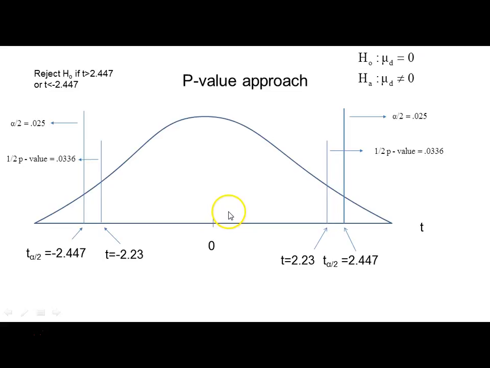Graphically, here's a way of looking at the p-value approach. Remember again, with the p-value approach, you're comparing two probabilities here. One is the alpha level, which was 0.05. Half of it in this end of the distribution, half over here. 1/2 the p-value, the probability above 2.23, which again from my calculator was 0.0336, double that for the other side. In this case, the p-value is larger than alpha, and therefore we are unable to reject the null hypothesis.